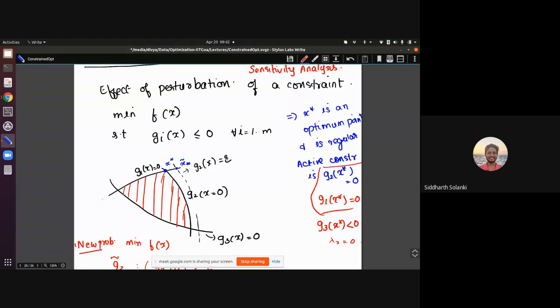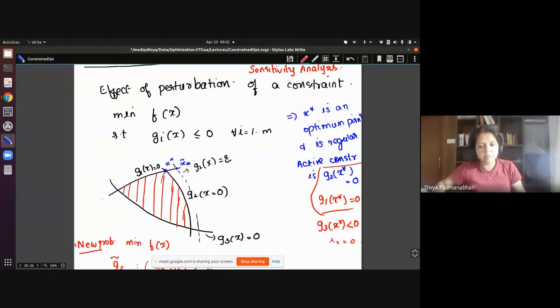Yeah, so the idea is you perturb it by a very small amount. This epsilon is a really small amount. If you change it very drastically, then things change.